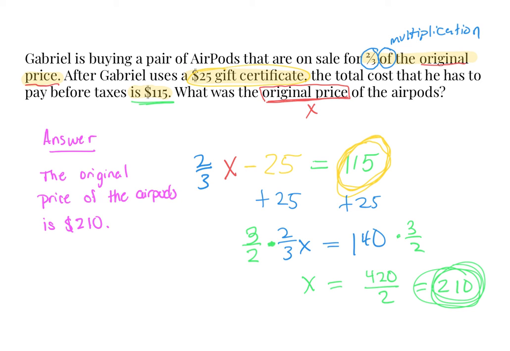Now I'm going to make sure that I check my answer by making sure this makes sense. I can plug in 210 for x to make sure that I actually did the algebra correctly. And then I can see, does this make sense? Well, if we got a sale, that means the original price was actually more than Gabriel paid. So he paid $115, and that is less than $210, so it does make sense.